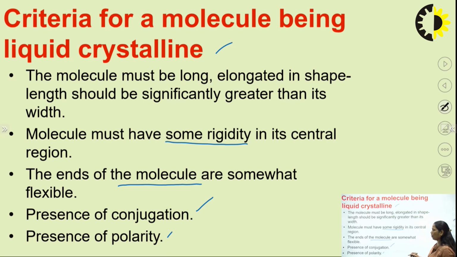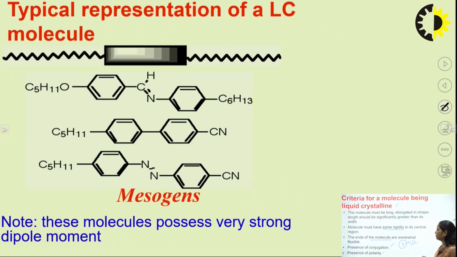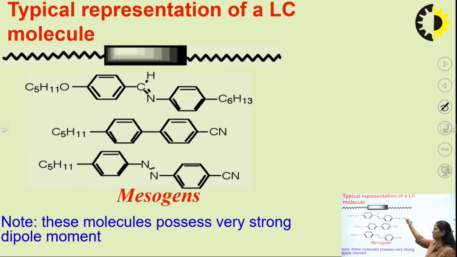So these are the properties due to which a solid can convert into a liquid crystalline state. If the solid lacks these kinds of properties, it is not able to form a liquid crystal, although it converts into liquid randomly.